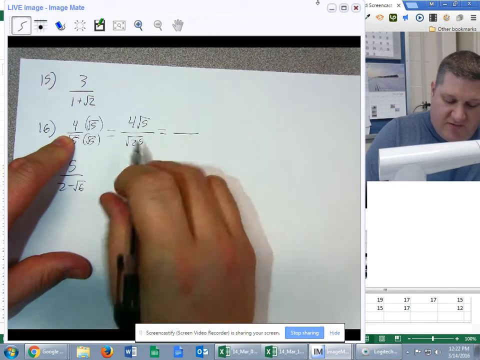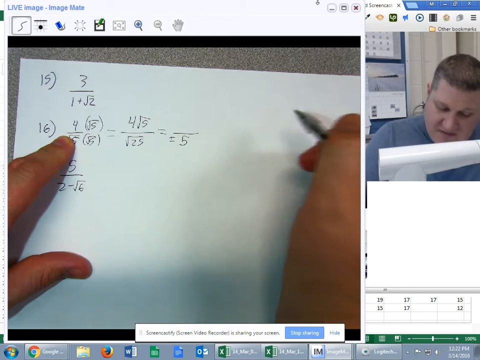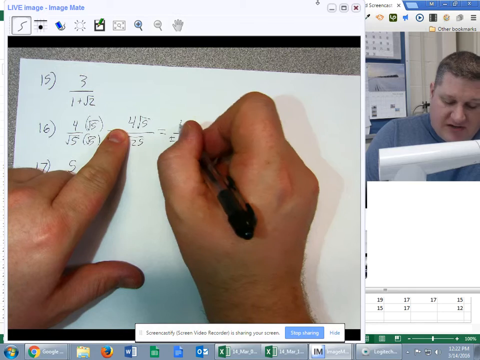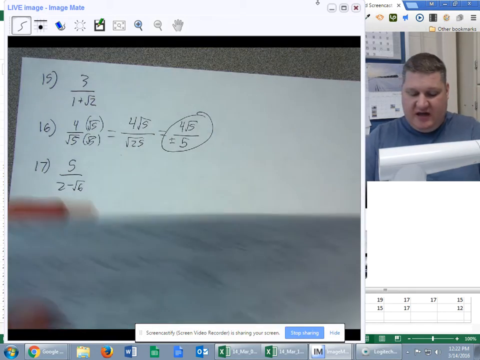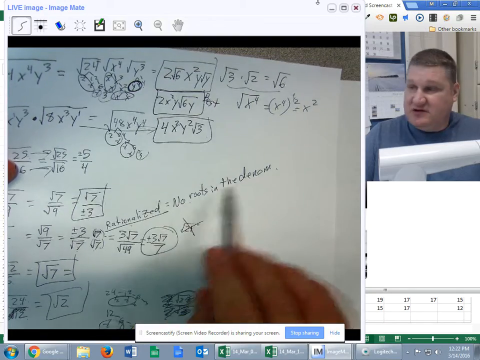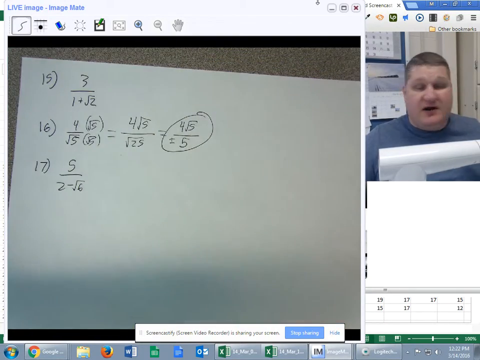So what is the root 25? Close. Plus or minus. And what's now on top? 4 times 5. Now, folks, I told you when it's rationalized, you can't have a root in the denominator. You'll notice I still have a root in the numerator. That's fine. Nothing wrong with that.